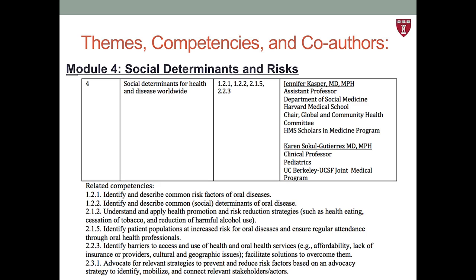Module 4 is entitled Social Determinants and Risks and was co-authored with Drs. Jennifer Casper and Karen Sokol Gutierrez. It's related to the competencies you see here. We talk about the social determinants for health and disease worldwide. We also cover concepts like vulnerable populations, the concept of the bottom billion, and sociocultural and biomedical models of health and disease.